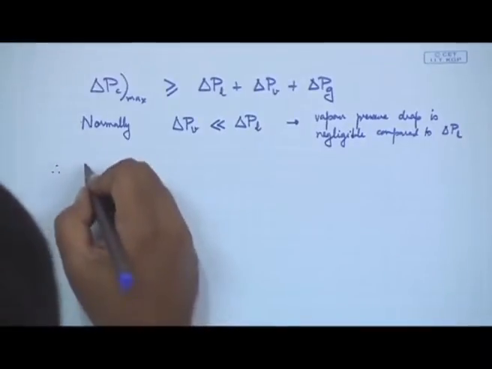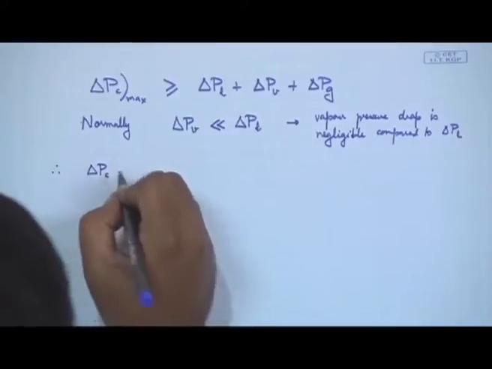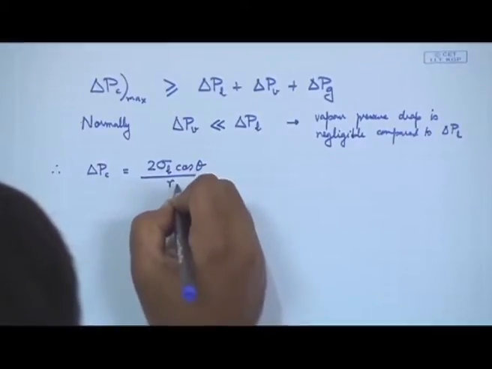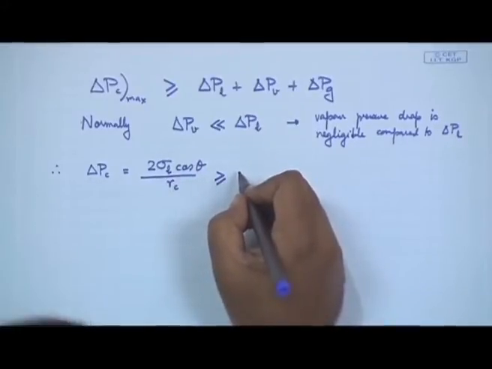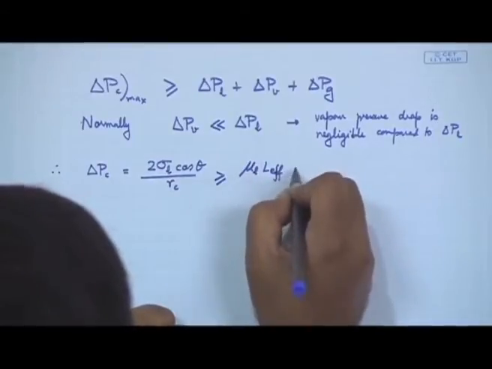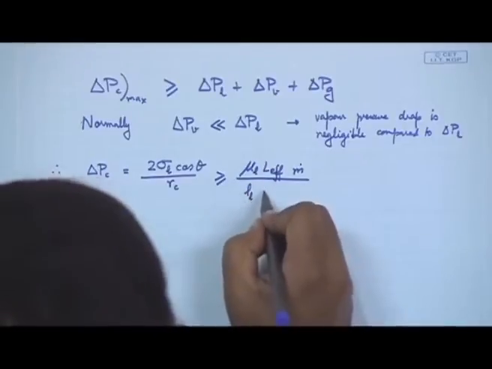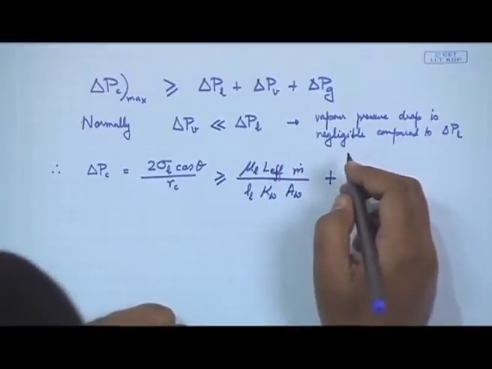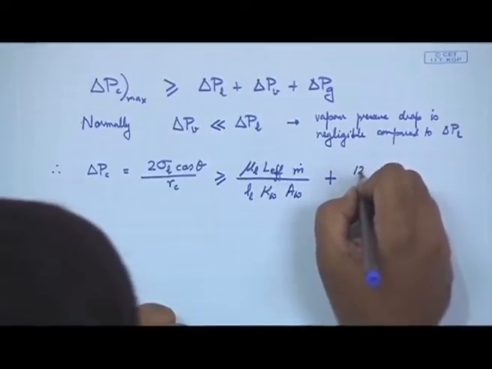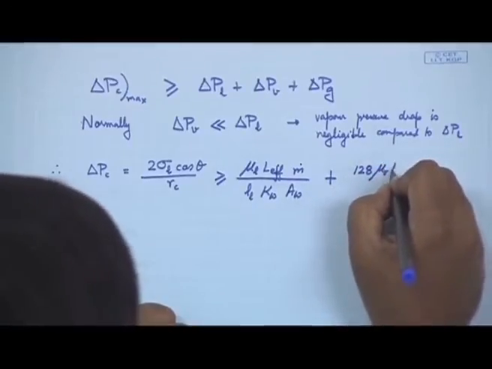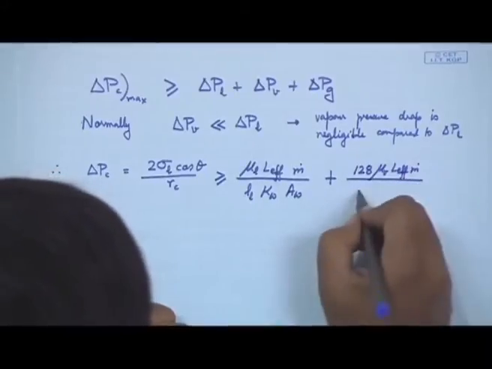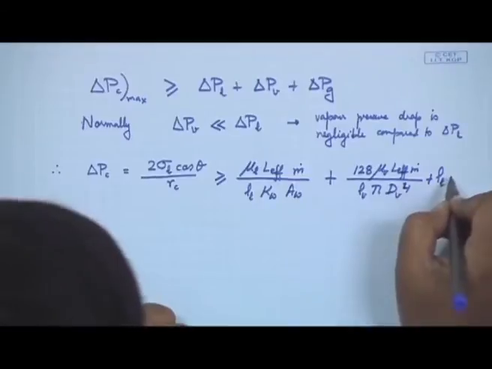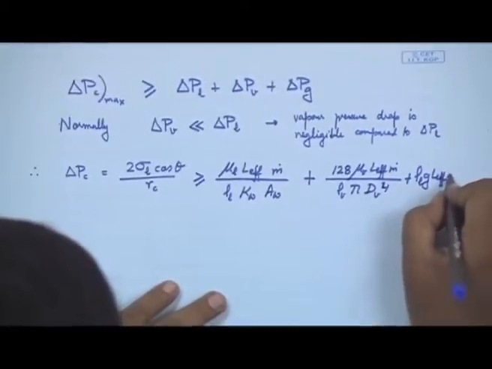So, therefore, what we get is delta P C max, which is 2 sigma L cos theta over RC, must be greater than or equal to mu L L effective m dot over rho L Kw Aw, we all know this, this is coming from Darcy's law, plus, let me write the thing and then we will strike it to 0, mu v L effective m dot over rho v pi dv to the power 4 plus rho L g L effective sin alpha.